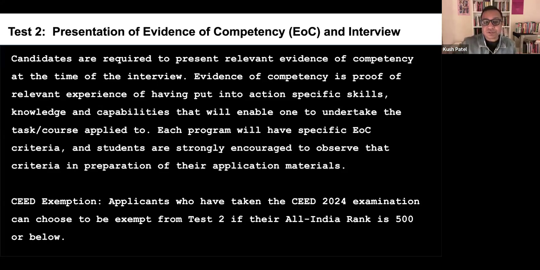There is seat exemption. So applicants who have taken the SEED 2024 examination can choose to be exempt from this particular test if your all India rank is 500 or below. And this cuts across not just the MA programs, but also those applying to the Masters of Design field.